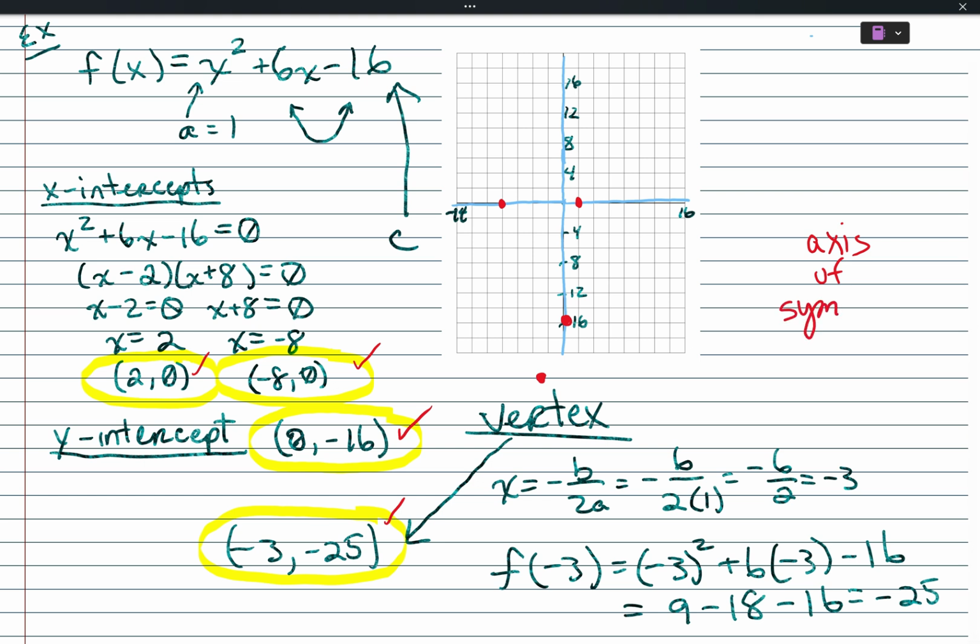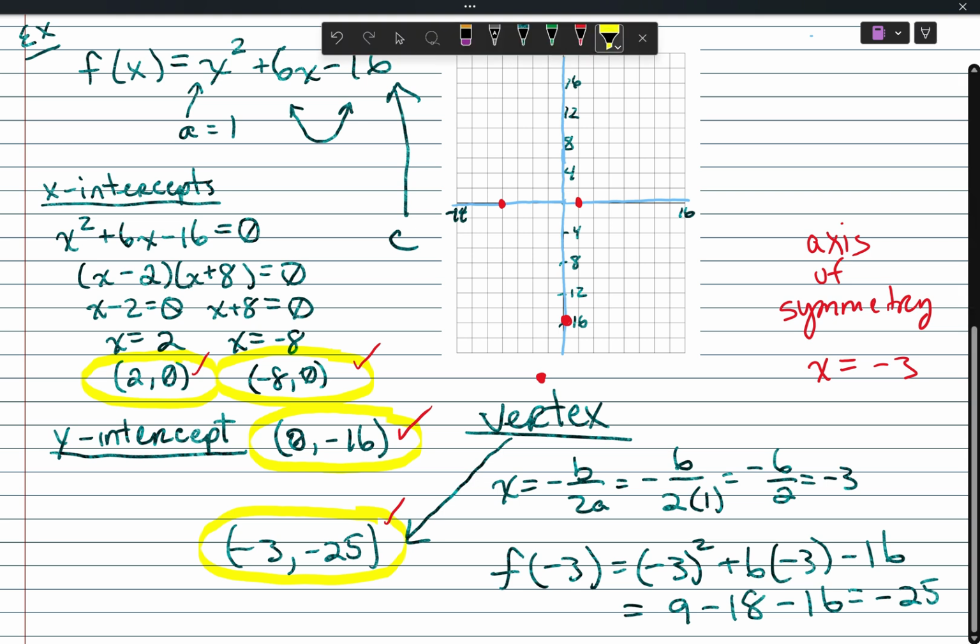The axis of symmetry is just a vertical line, and I'll make it a dotted line that cuts the parabola in half, because the parabola is a symmetrical figure or shape that you're drawing. So it actually cuts it in half going through the vertex. So whatever your vertex is, the line of the axis of symmetry is x is equal to whatever that x value of your vertex is, which is -3. So I should highlight that as well. That's something else that I'll do in just a moment.